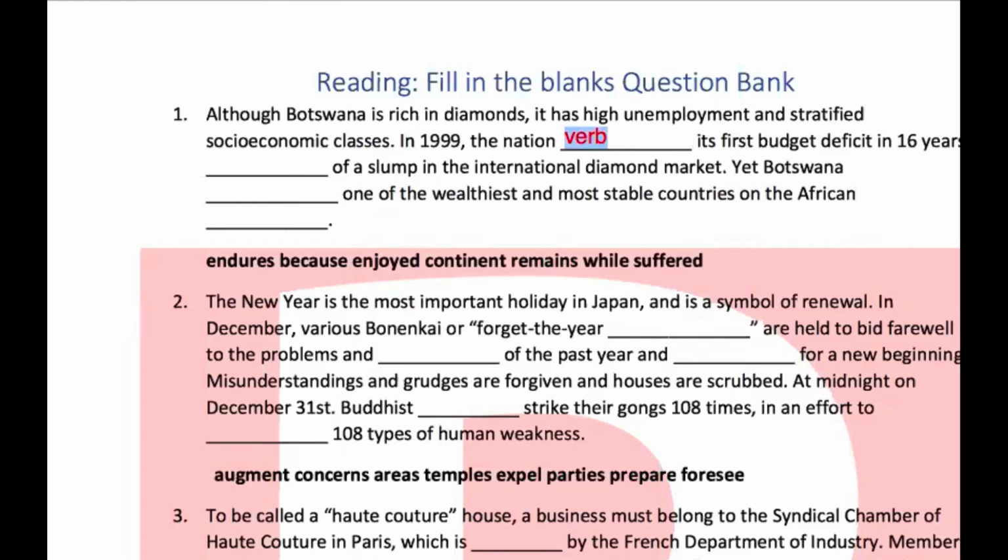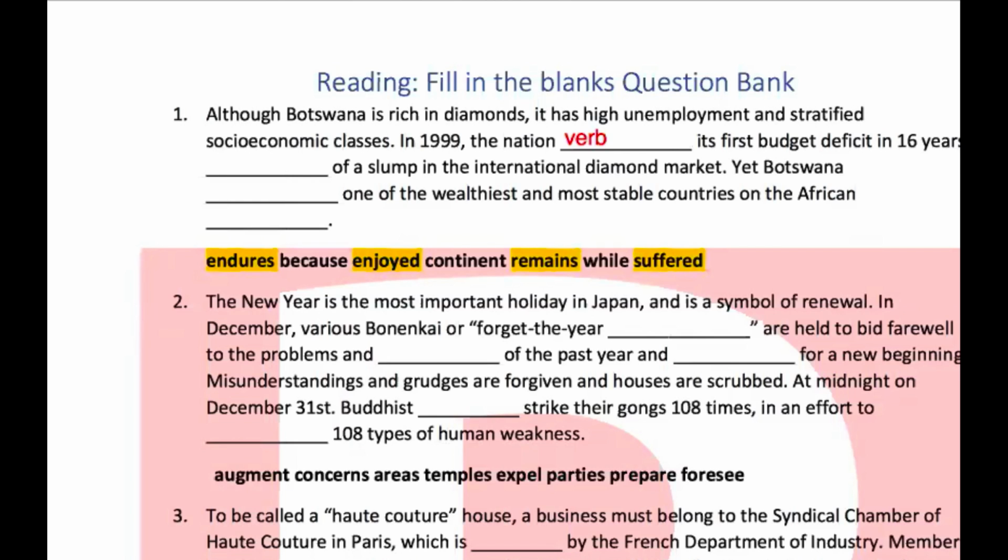And then I check how many past tense verbs we can see here. If we look carefully, this endures is a verb, but it's in present tense. Because it is a linking word, enjoyed is a verb in past tense, remains is a verb in present tense, suffered is a verb in past tense. So although there are 4 verbs, only 2 out of them, enjoyed and suffered, are in past tense.